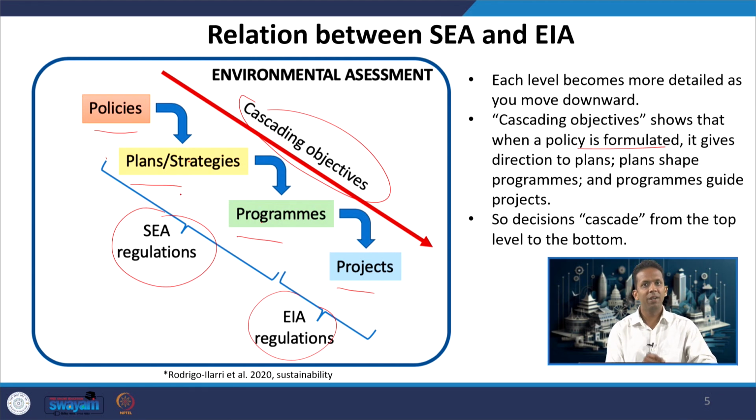When plans are finalized, it gives direction to programs, and when programs are finalized, they all together give direction or guide the projects. So, in this way decisions typically cascade from top to bottom as per this approach. So, first we should go for SEA and then for EIA for any project which is of a major category and which would involve a lot of environmental concerns as well as a lot of policies, plans and programs.